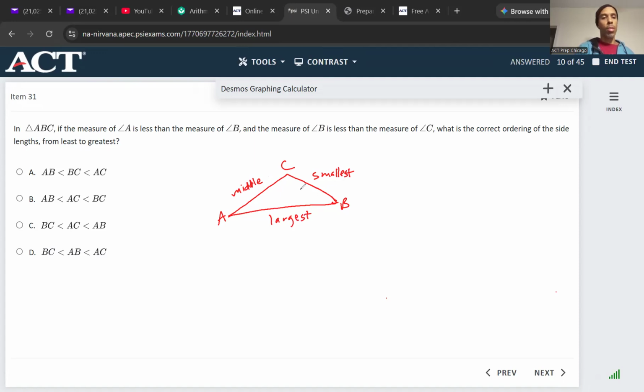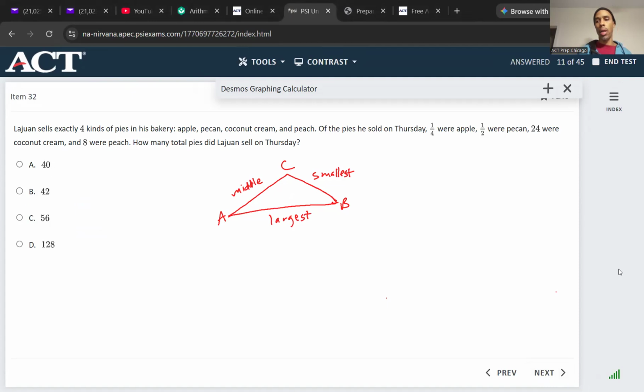So that's how it should be. BC is first, AC is second, AB is third. That's choice C. Easy question if you write it out and draw it to scale, but a hard question if you try to do it all in your mind.